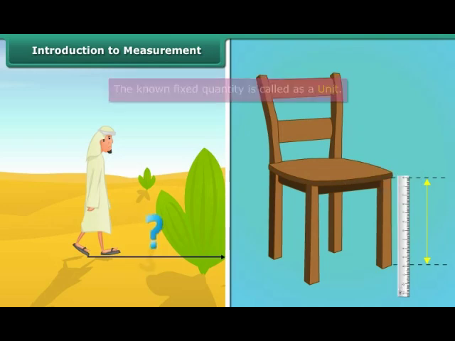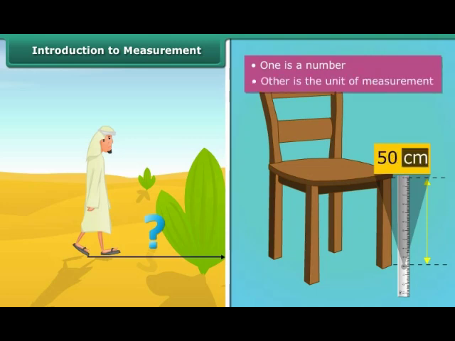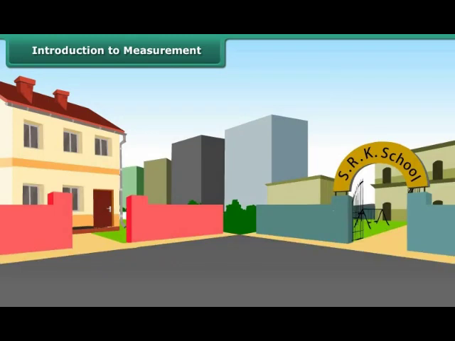When you derive the results of this calculation, you get the measurement in two parts. One is a number and the other is the unit of the measurement. You can also calculate the distance from one place to another. For example, the distance from school to your house.